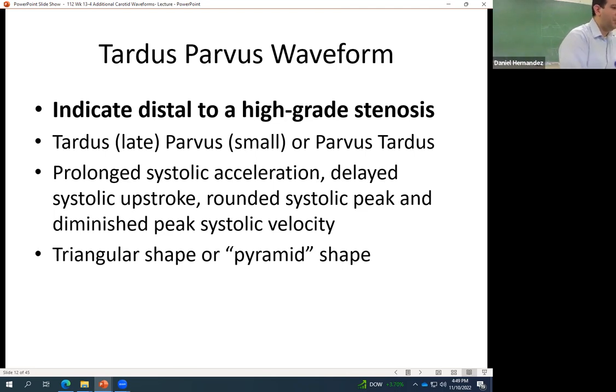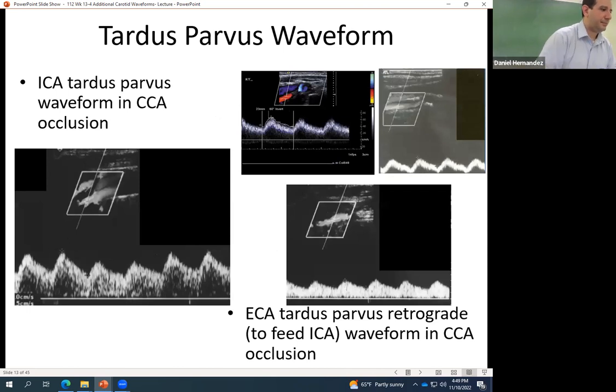So that tardus parvus waveforms, these have prolonged systolic acceleration. So we have a long acceleration time. They're low velocity. They're low resistance. So those are all the characteristics of tardus parvus waveform. So here we give some nice examples of tardus parvus waveforms. So delayed upstroke, that's that tardus part of it. The parvus is the slow velocities. So again, you have that slow upstroke, low velocity.